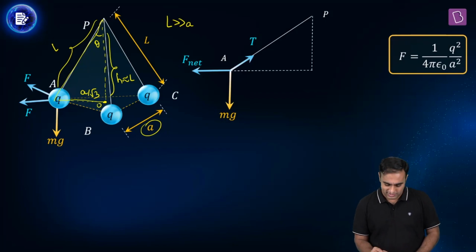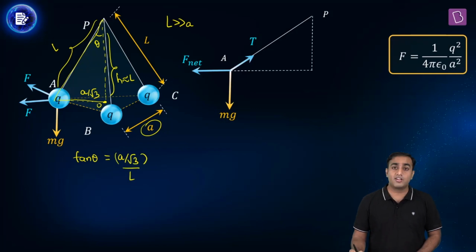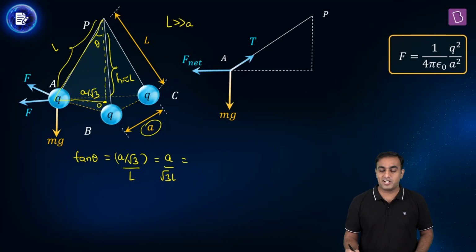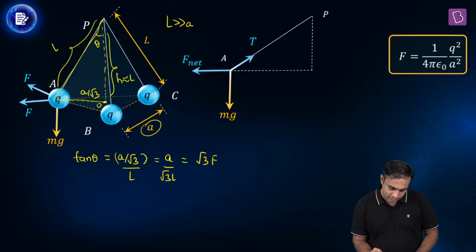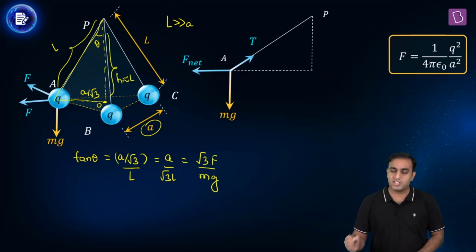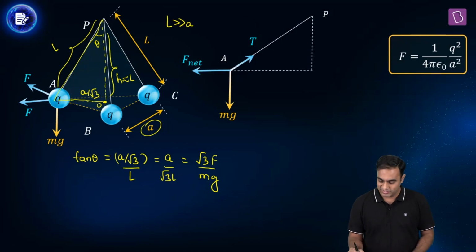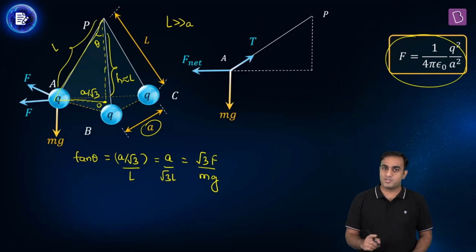Do you see that tan theta from here can be written as A by root 3 divided by L, which gives us A divided by root 3L. And we already know what is tan theta in terms of F. It is root 3 F divided by mg. And what is F? Here it is. Let's substitute and find out the value of small q. What will it give us?